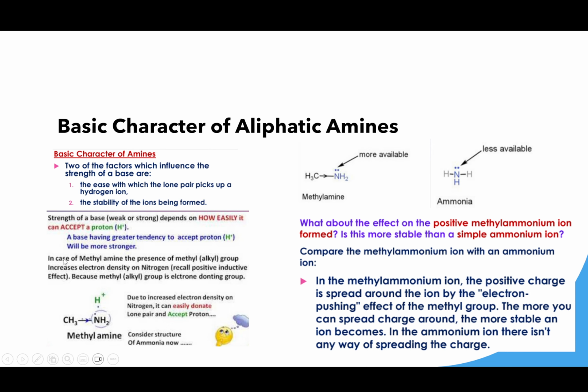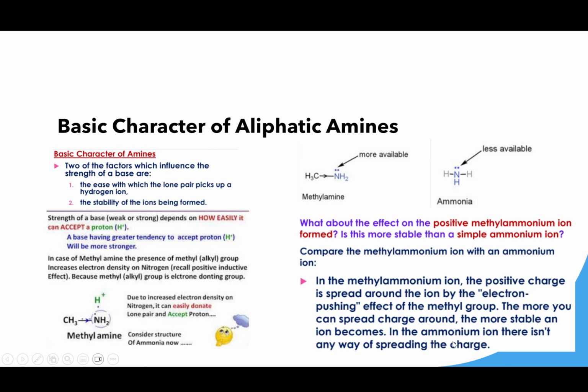In the case of methylamine, let's look at methylamine versus ammonia. Methylamine specifically has the presence of an alkyl group which increases electron density on the nitrogen. Why? Because of a positive inductive effect. Due to the increased electron density on the nitrogen, it can easily donate a pair to accept protons. If we consider ammonia, there is no methyl group influencing the donation. Just note that.